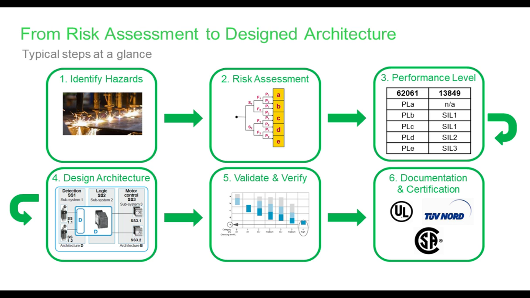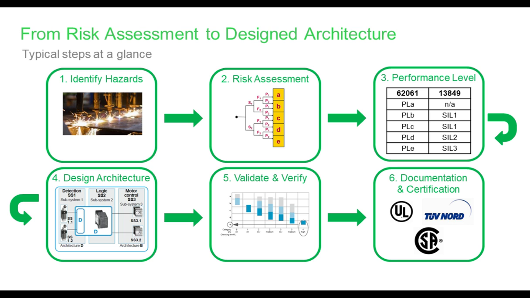This is numeric. It's not subjective. And at the end of that, you will come out with a very specific value that can be correlated to a particular level of hazard. And that is usually called a performance level. So in ISO 62061, they use performance level. 13849 uses SIL. And so you'll hear people say SIL 3 or performance level C or PLE. What those values are is not the design, but it's representative of the risk. How much hazard is there numerically?